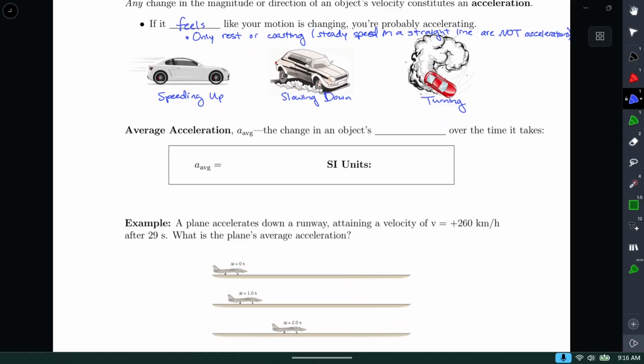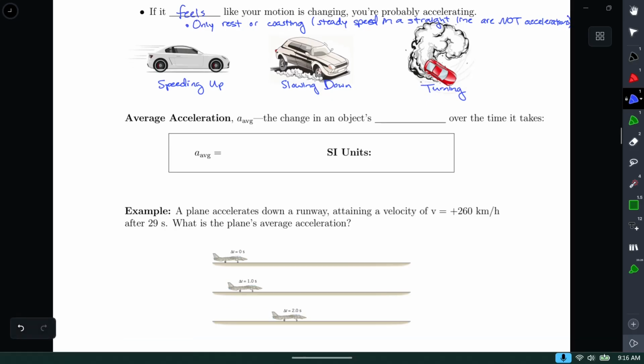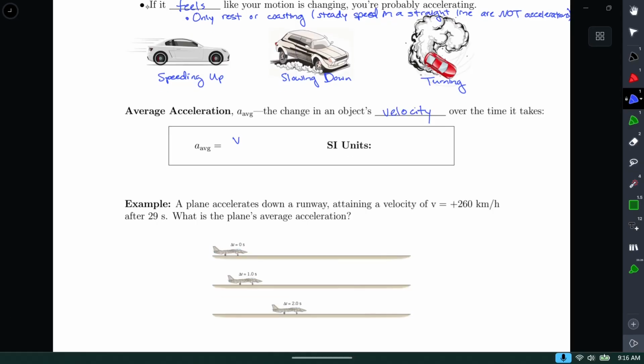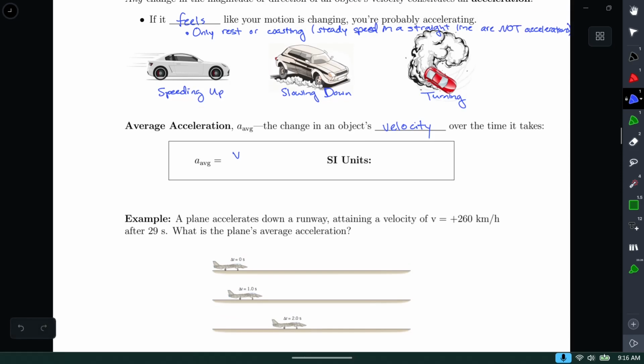All right, and we're going to go through the same procedure of saying, well, how violent is that change? How quickly is my velocity changing? And that's what average acceleration measures for us. Change in velocity over time. So I'll write delta V, change in velocity, over the time it took, but change is again final minus initial.